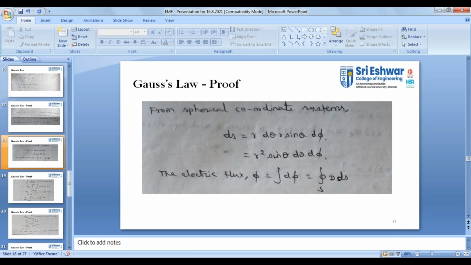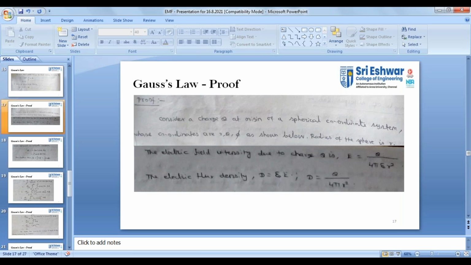Now from the basics we know that electric flux psi is equal to integration of d psi. Here I have written phi, but this is not phi, this should be psi. Phi is the notation used for magnetic flux, not for electric flux. Integration of d psi is equal to surface integration of D dot ds, that we know already. What is the value of ds for the spherical coordinate system? ds is r square sin theta d phi. What about D? We have just written it from the previous slide: it is Q by 4 pi r square.